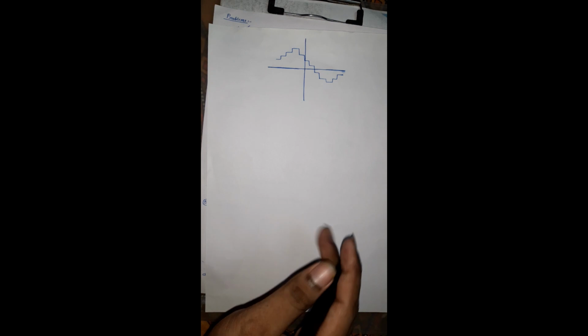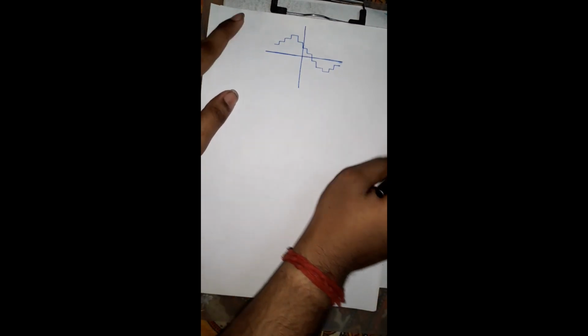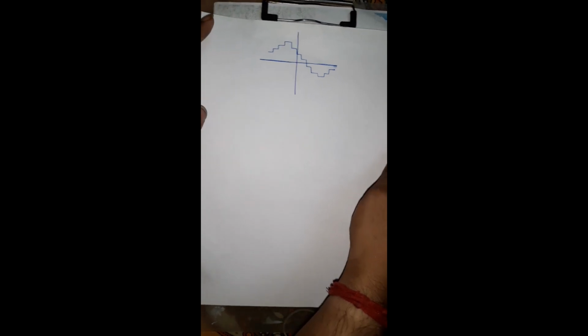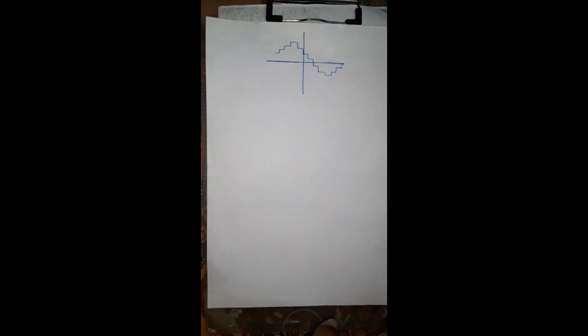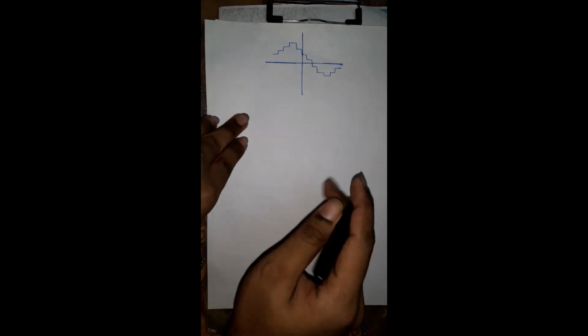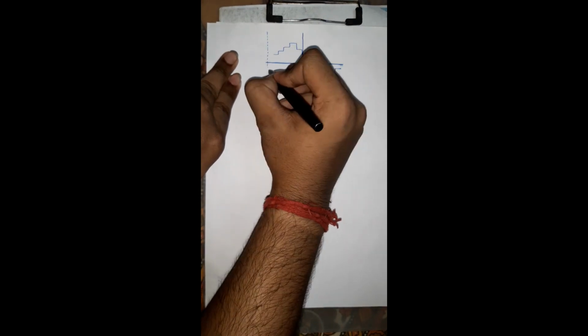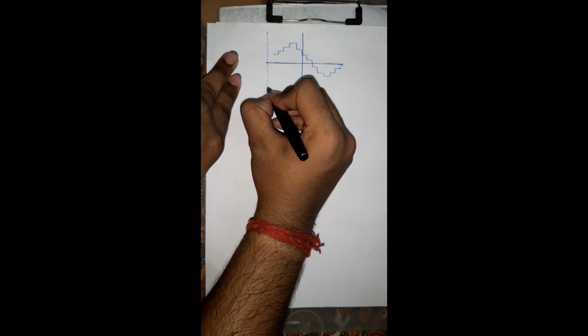Suppose I have found these signals after sampling, and there are a number of discrete and different valued amplitudes. From here we have to convert to digital data, that is, a series of zeros and ones.